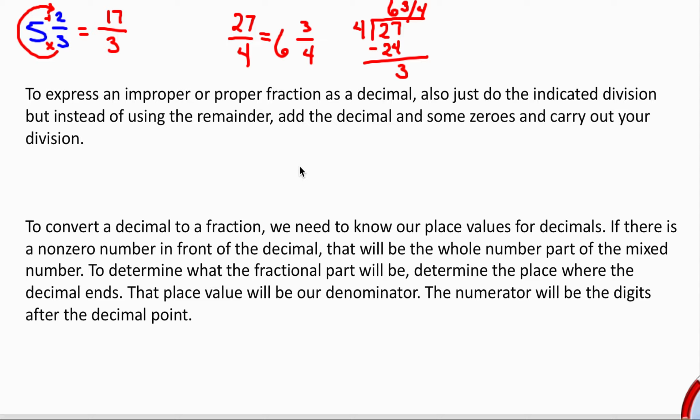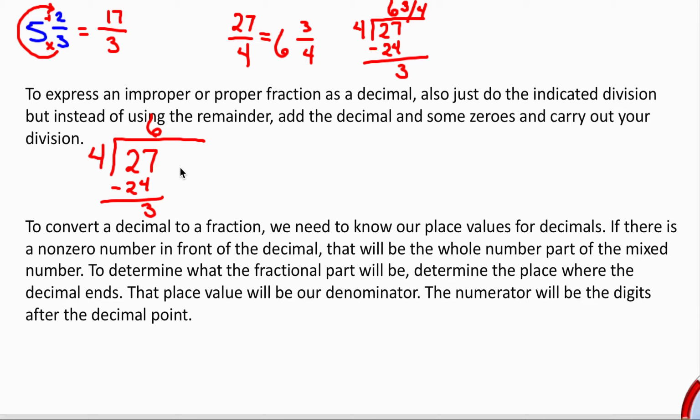Okay? Now, to express an improper or a proper fraction as a decimal, because fractions are decimals, right? Fractions are always decimals. We just do the division, but instead of using the remainder, we're going to do like I did just a minute ago, mistakenly, wasn't paying attention to my purpose. So I could still do the same division. 4 goes into 27 6 times. 6 times 4 is 24.